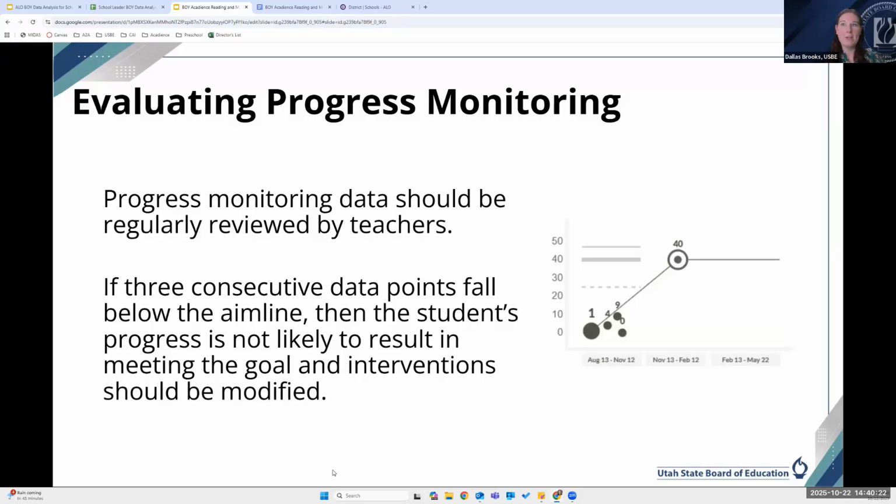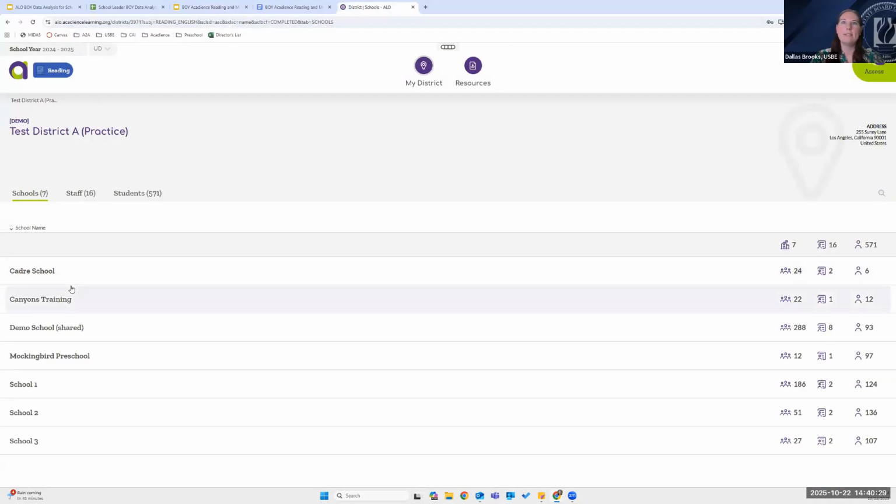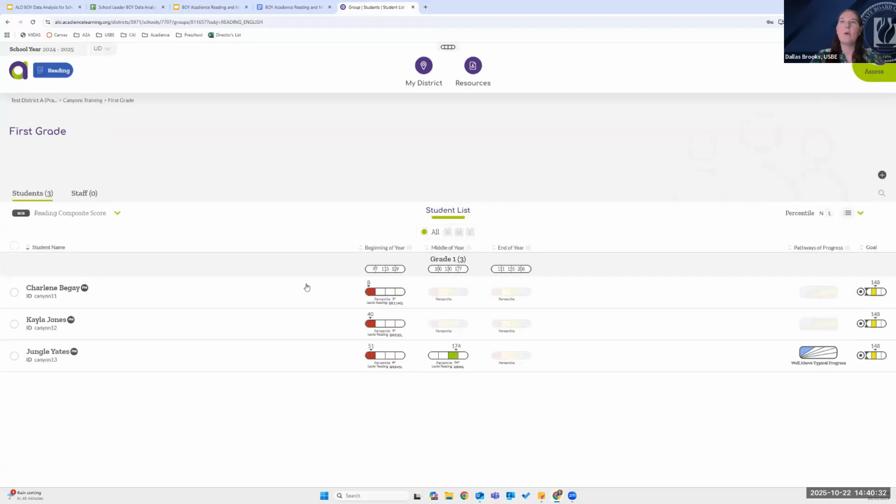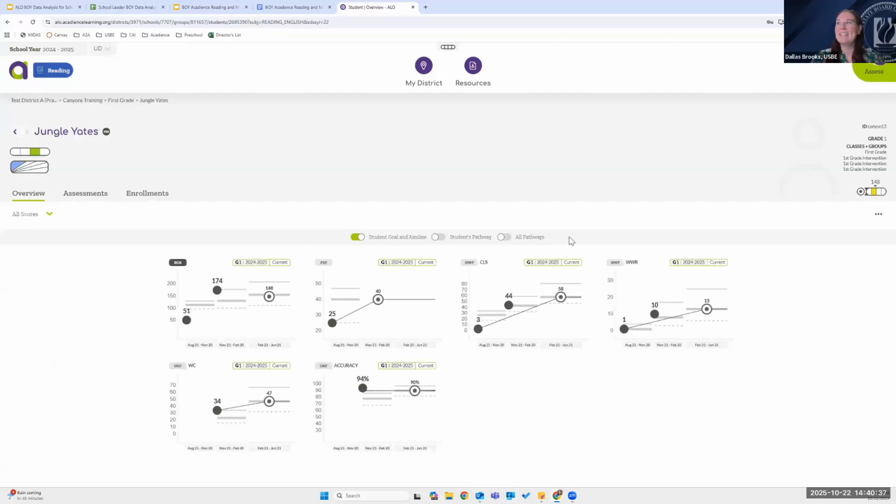When you evaluate your progress monitoring, you're going to see a line for students. So I'm just going to show you really quick how to see that. If you were to go into a student, and hopefully this student has some progress monitoring, they do. When you go into the student's overview, you can click on these, which will show you the colors. I like to do that. It just helps me to visualize it a little bit better. But you can see this line. This is their pathway line, and we're comparing their progress monitoring to that aim line that we have set.